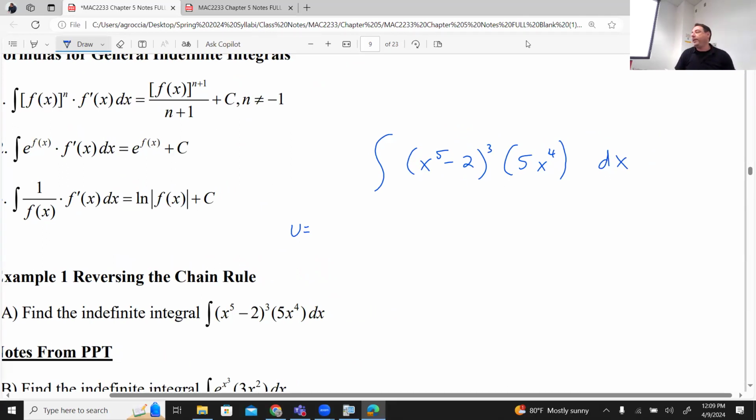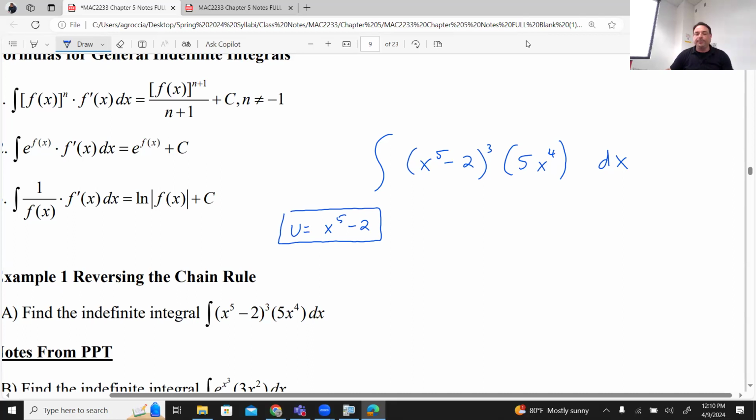So what is my u going to be? Now, I'm going to tell you that u is x to the 5th minus 2. And you'll be like, how did he know that? And the answer is, I'm a genius. No, the answer is, I've done a bunch of these, so I know, and you will know too with practice. But bottom line, you pick something to be your u.